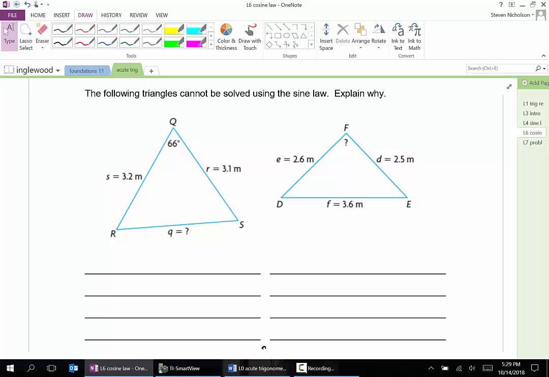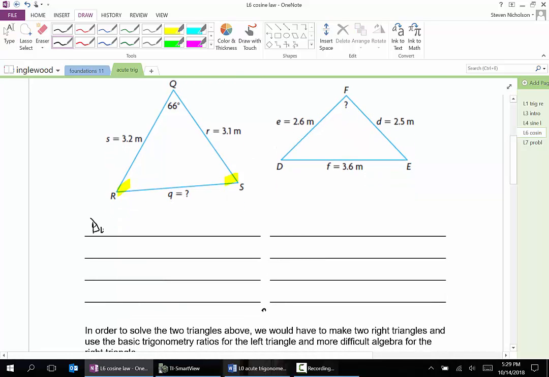Remember, in order to use the sine law, you need a pair of matching sides. In this case, right here, we do not have a pair of matching sides. We have one angle, but we can't figure out either of these, and that's what we need. Again, quite simply, we do not have a matching pair, and that's what we need for the sine law: a matching pair of sides and angles.